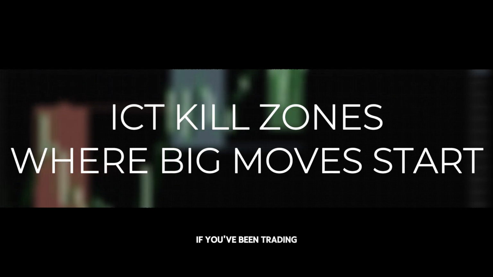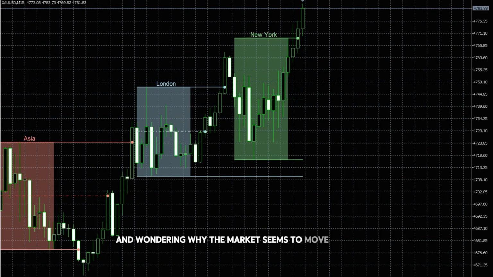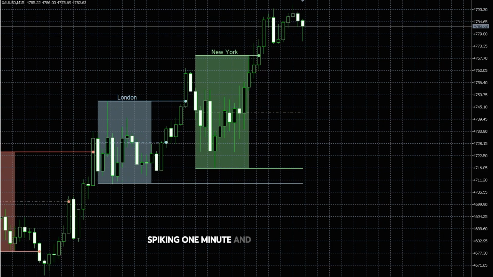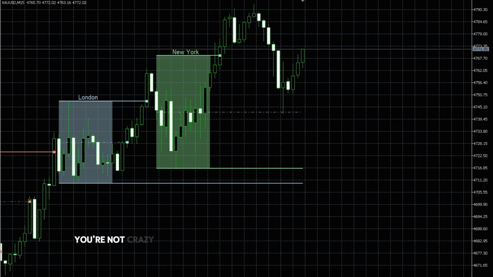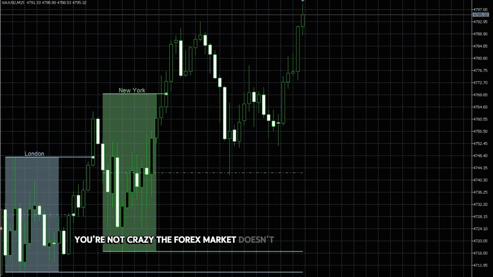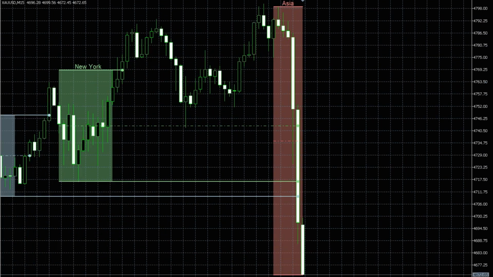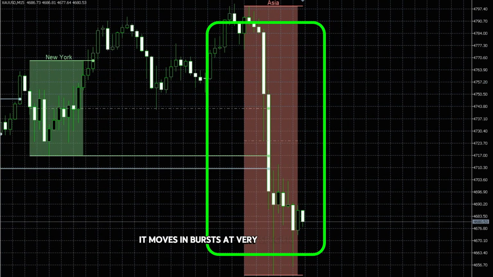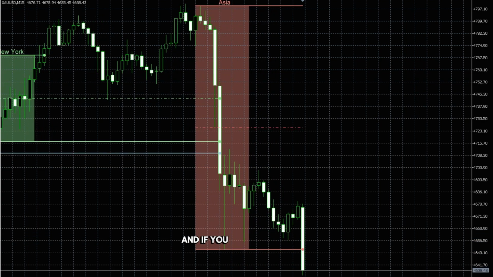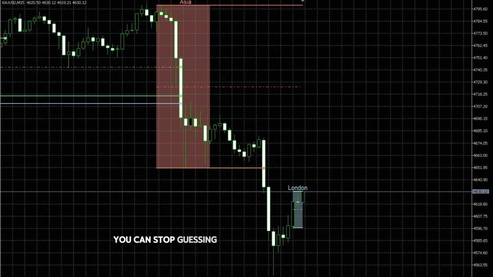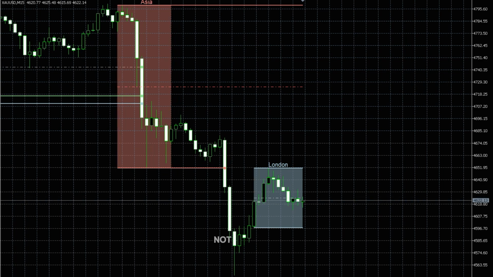If you've been trading and wondering why the market seems to move randomly, spiking one minute and going dead the next, you're not crazy. The Forex market doesn't move evenly around the clock. It moves in bursts at very specific times of day. And if you know those times, you can stop guessing and start trading with the market, not against it.